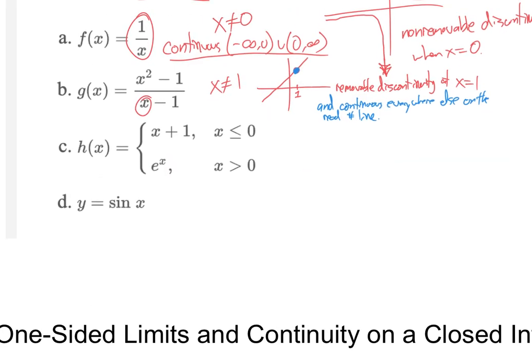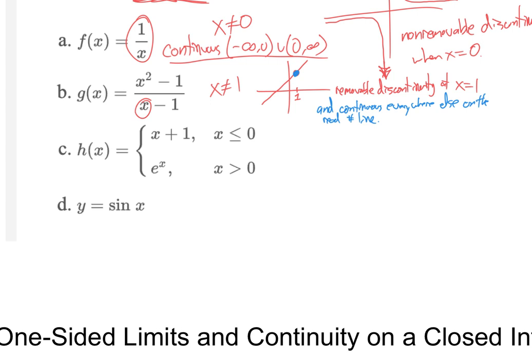So now let's take a look at C. This is a piecewise function. That means that this function follows different rules for different parts of its domain. So x plus 1, when x is less than or equal to 0, that means it's going to be looking like this. So it's just that line x plus 1 to the left and including the y-axis. And e to the x when x is greater than 0. Well, e to the 0 equals 1, so it's going to go like this, and then it grows like so.